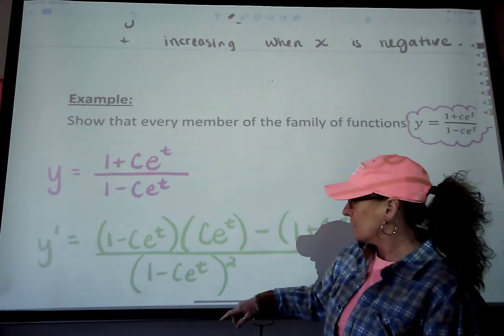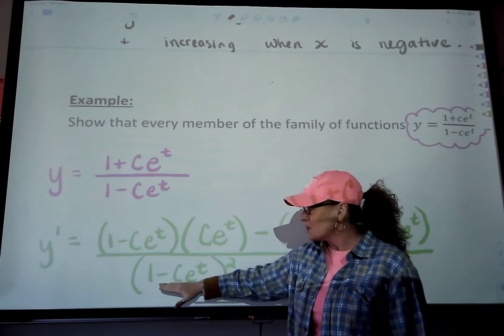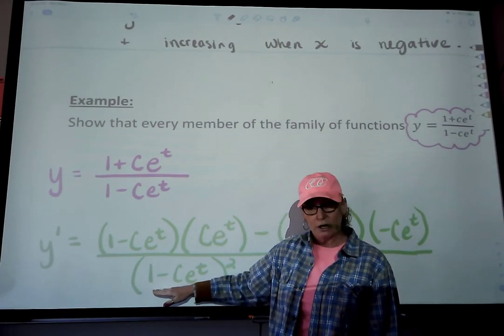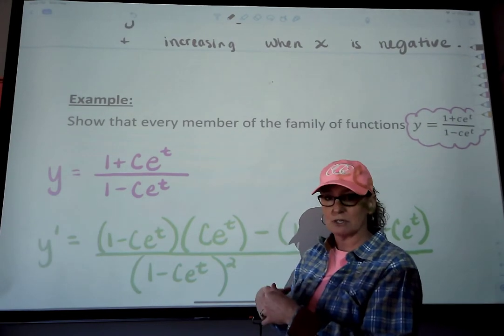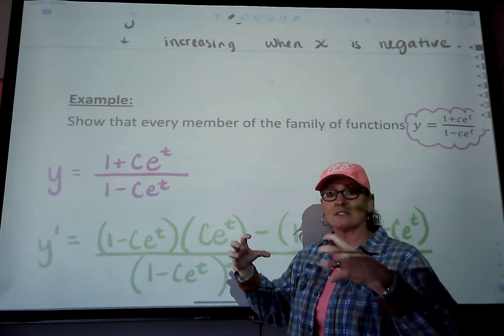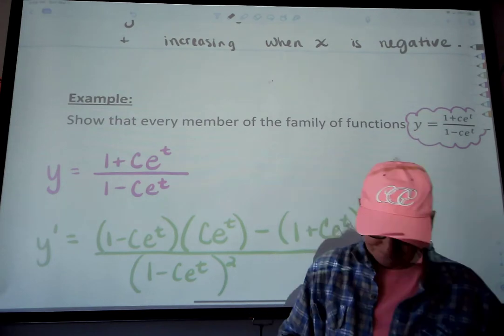Okay? I encourage you not to multiply out your denominator. Just multiply out your numerator and see what you can do with collecting like terms. Take a minute, multiply those out, see what you get when you collect your like terms.